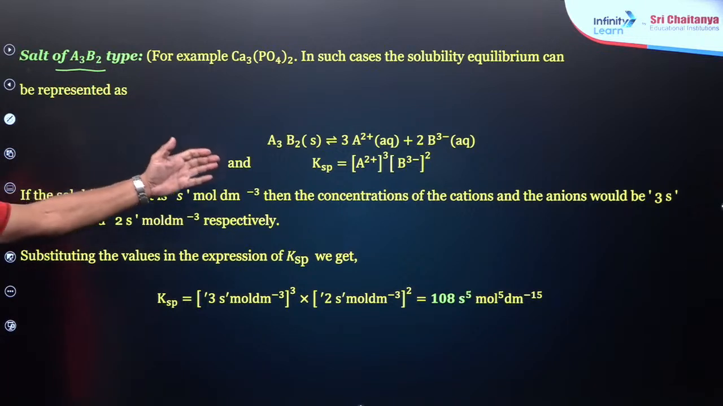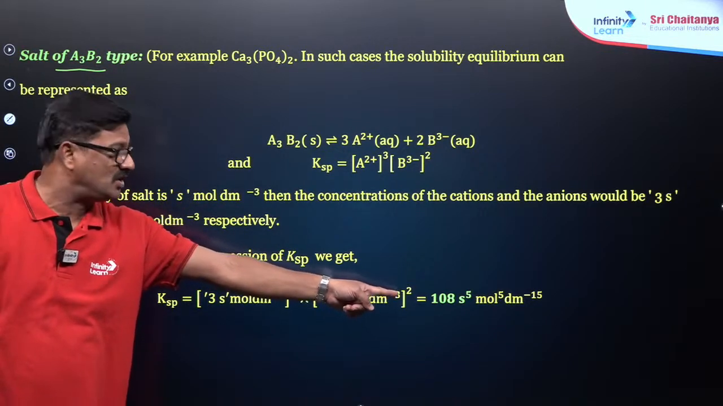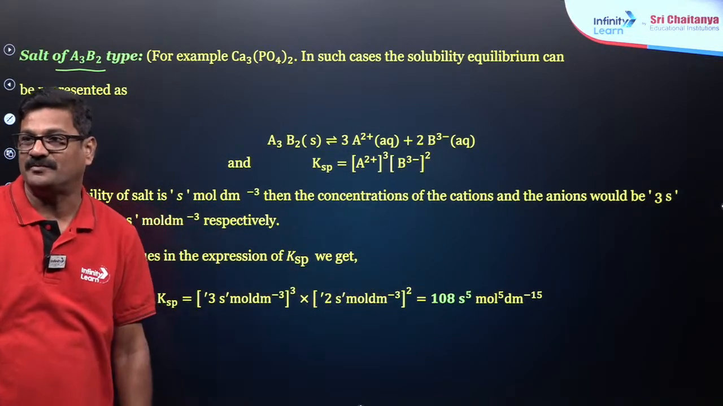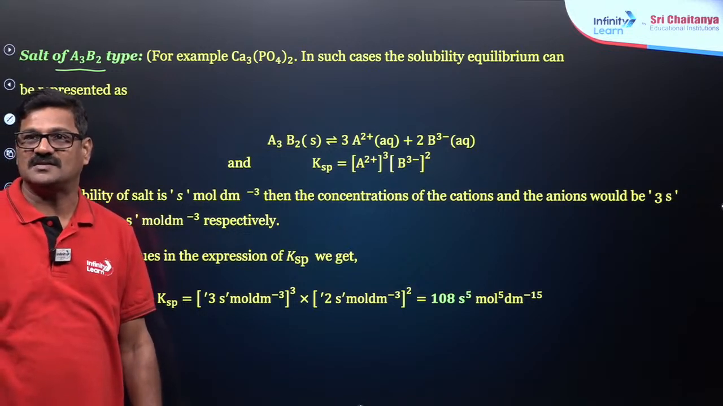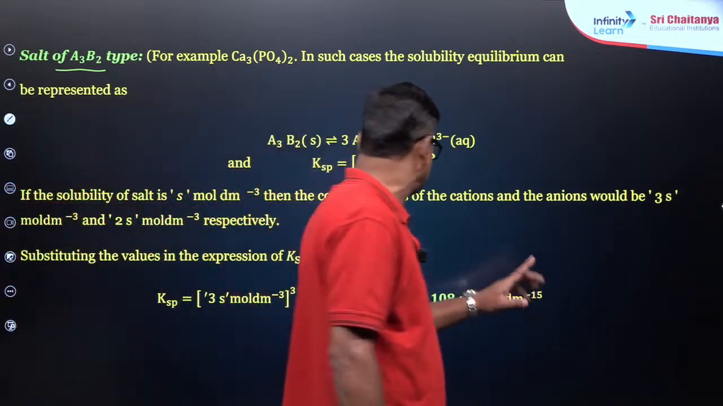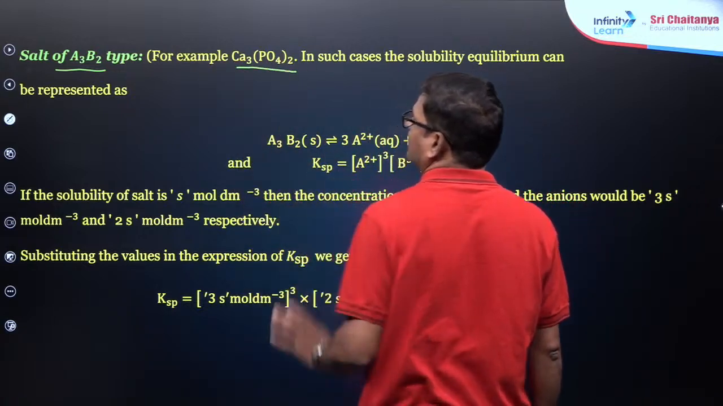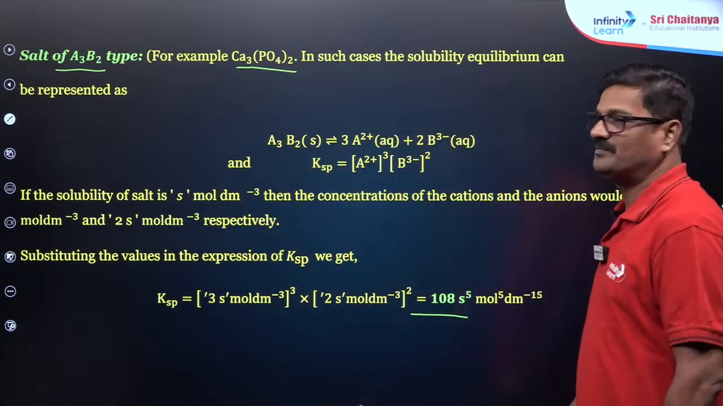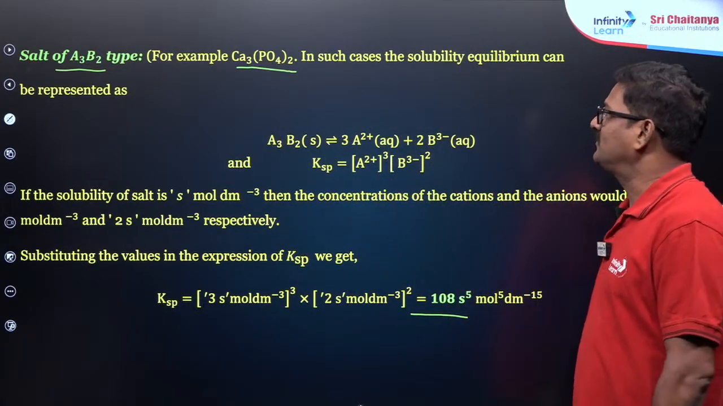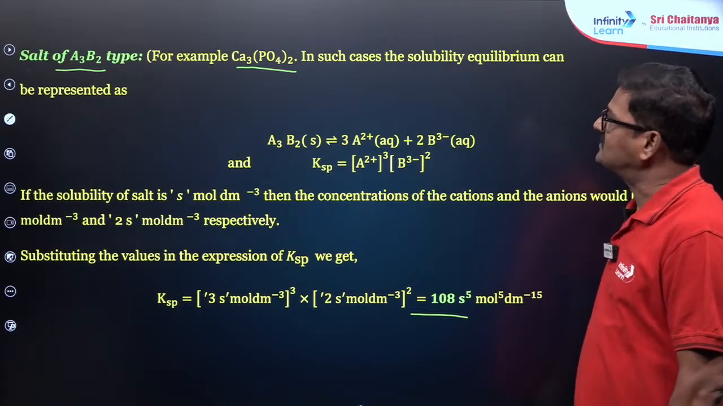Now let's talk about A3B2 type. The same way, it comes to be 108 S to the power 5. Understand or not? These slides are very informative. Calcium phosphate is an example, and aluminum phosphate is an example.